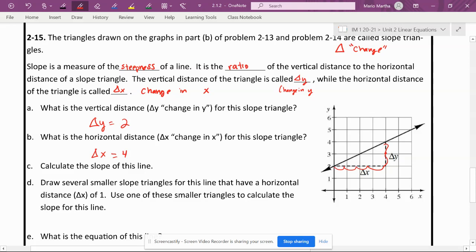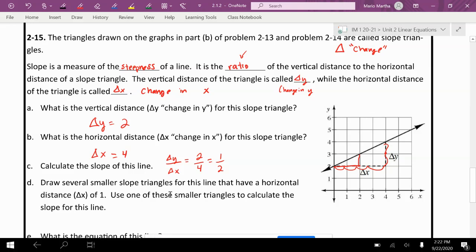Every time you see the word ratio, that pretty much means a division. We're comparing two values. So we're looking at the ratio between delta y and delta x, just like we did in the previous problem. This one happens to be 2 over 4. And then this is a fraction, so the best thing you can do here is simplify that. And that would give us 1/2. And you'll notice we go 2 to the right here and then go 1 up, right?